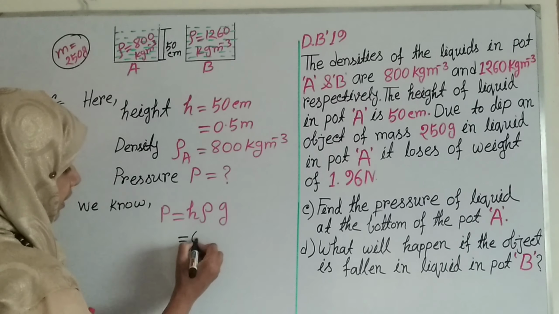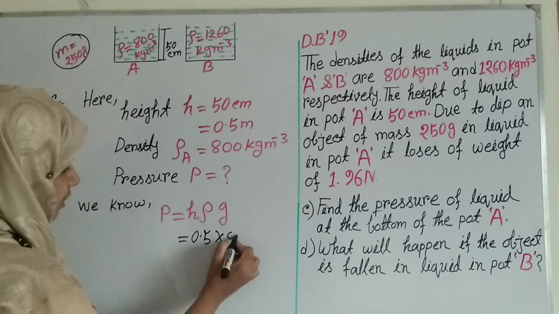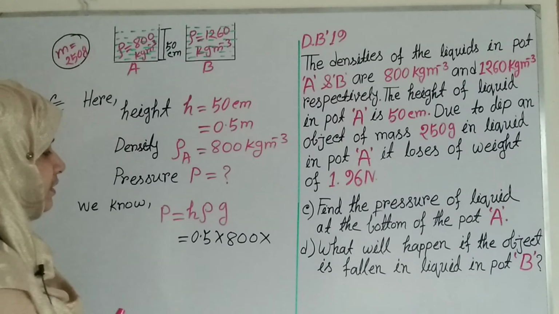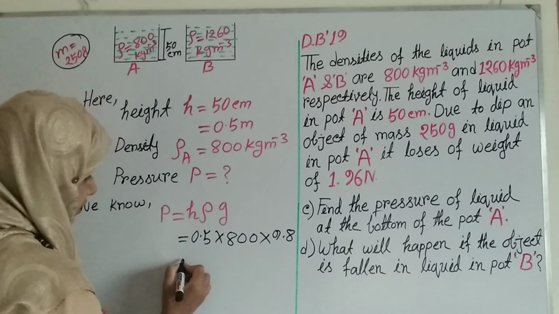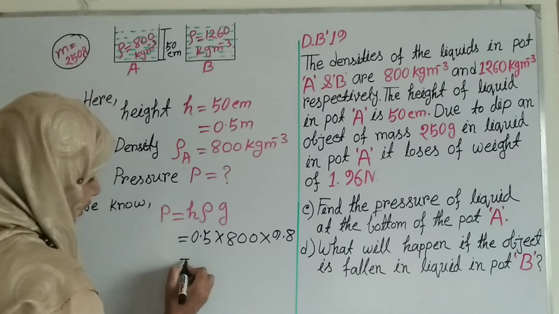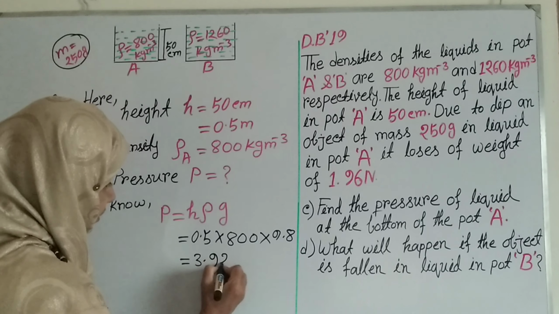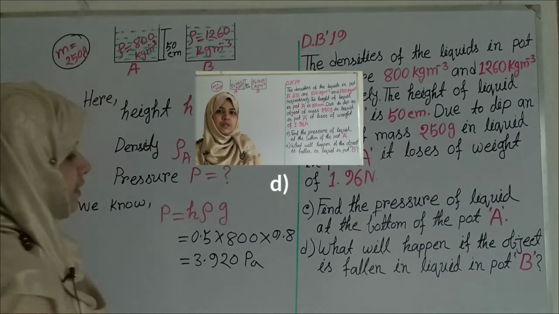Now I am going to put in all the given information. Height is 0.5, rho is 800, and you know that the value of acceleration due to gravity is 9.8. After calculating, you will get the answer: 3920 Pascal.